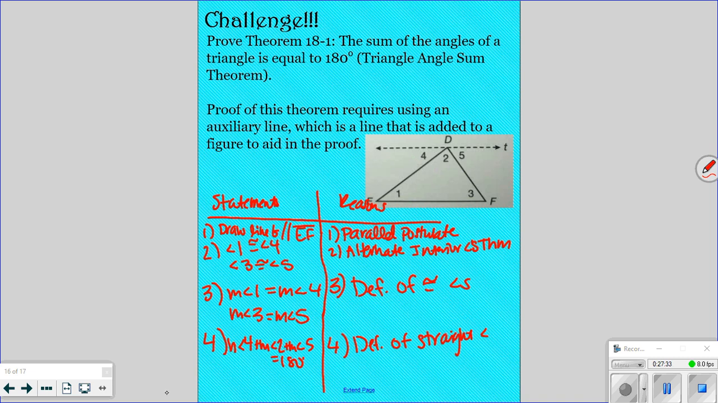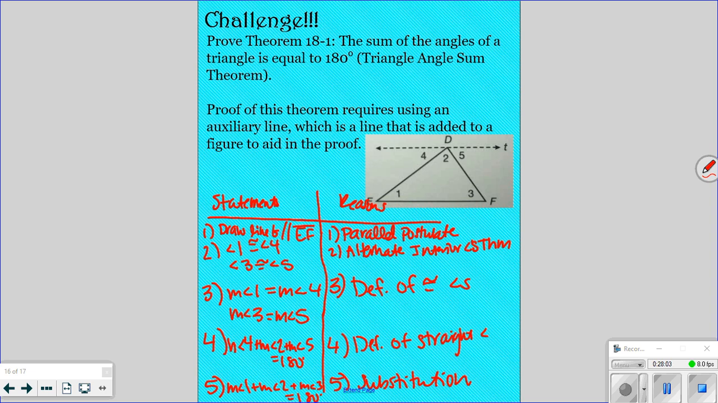And then the last thing that we need to do, angle 4 is the same thing as angle 1, so we can substitute it in. And angle 5 is the same thing as the measure of angle 3. So if you add those all up, they equal 180. And that's what it was asking us to find, that the 3 angles in a triangle added up to 180 degrees. So that's your challenge question.